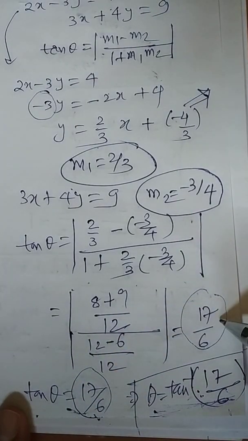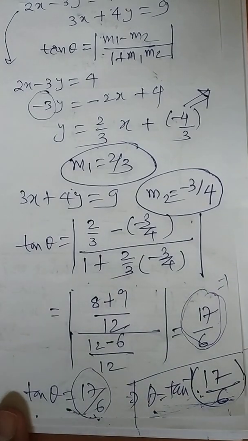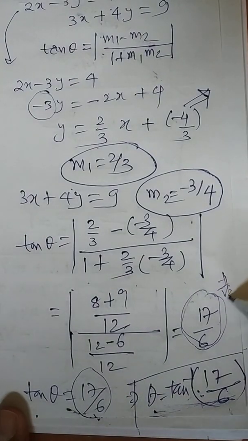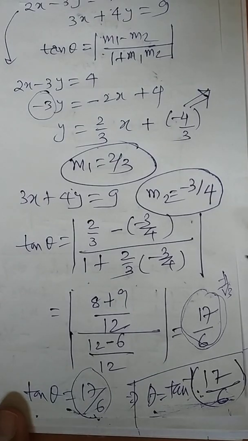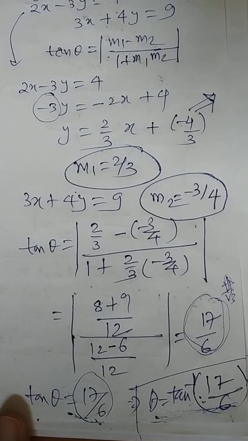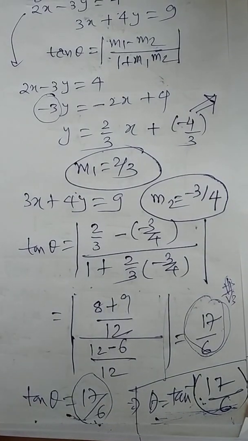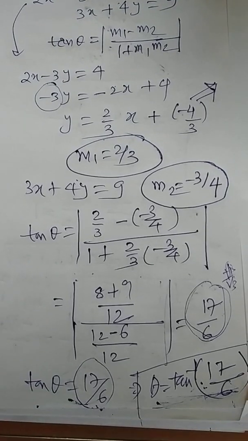But if you are getting this value as 1, then don't stop. Write theta is pi by 4. If it is 1 by root 3, then write theta is equal to 30 degrees. If you are getting root 3, then theta is 60 degrees, and so on. If you get minus 1, then tan theta is minus 1, which is 135 degrees. It is known to you. That way also you can answer. So this is a way of finding the angle between the two lines.